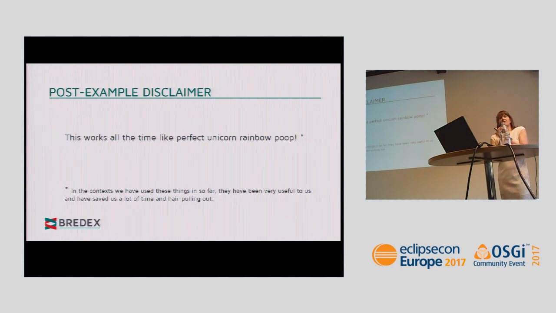I've given you some examples, and I would love to tell you that this works all the time, like perfect unicorn rainbow poop, because it's the only way of doing things and it's perfect. That is not how I see things. That's not how we see things. Everything is context dependent. So in the contexts where we have used these things so far, it has worked well, it has been useful for us, and it's saved us a lot of time, and it saved us a lot of arguments and hair pulling out and shouting at each other.